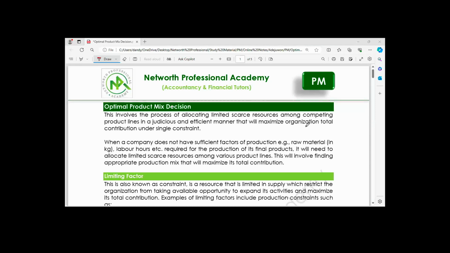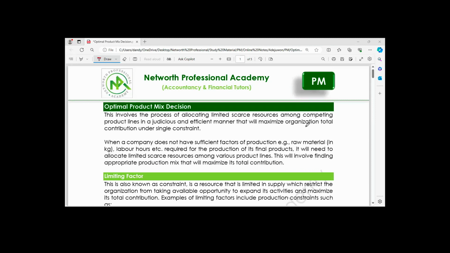So when a company does not have sufficient factors of production, and when you talk about factors of production, what we simply mean is the material kilogram, labor hours, or machine hour. When those factors of production are not sufficient, the company will need to allocate the limited available resources among competing product lines in a judicious and efficient manner. All right. So that's the essence of optimal product mix.